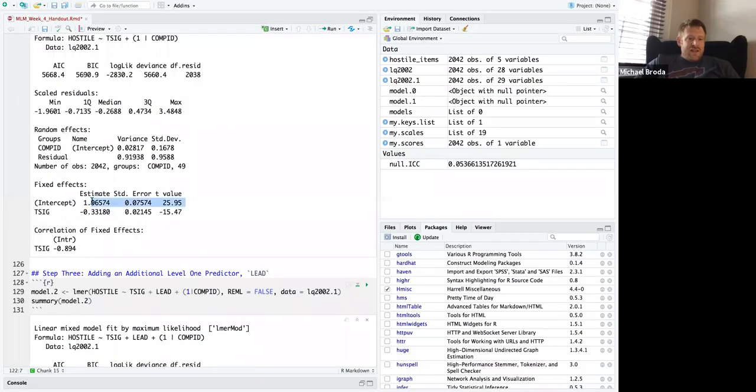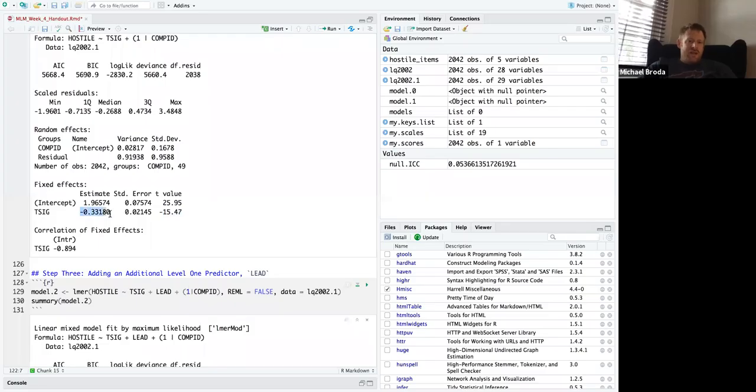The real fun stuff is down here under fixed effects. Here we have an estimate for our intercept, and this has gone up. It was 0.9, now it's 1.96, and we'll talk about that in a minute. And then here's tsig, my measure of task significance, and it is negative. Based on its t-value, which is negative 15, it is highly significant. Anything above a t-statistic of 4 or 5 is going to be significant at the 0.001 level. So very, very significant, as is my intercept.